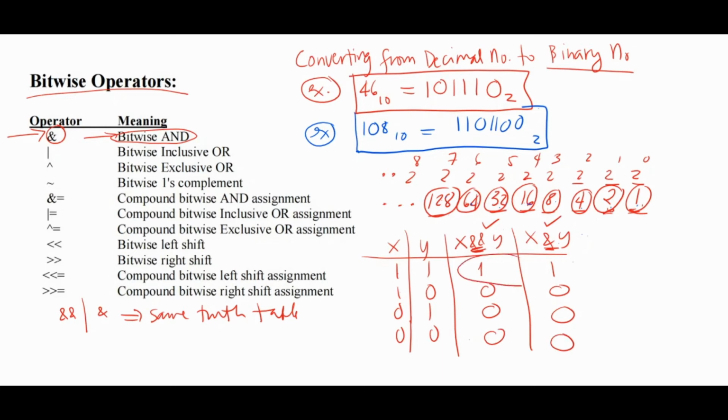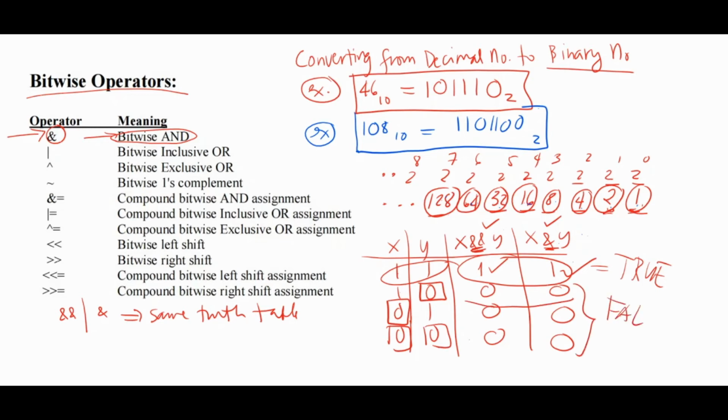So for the logical AND, remember, and the bitwise AND, they will only result to true when both operands or all the operands are true. Whenever there is at least one operand that is false, the result is false. This is the only way that the logical AND or the bitwise AND would give you a result true. That is when all the operands are true.